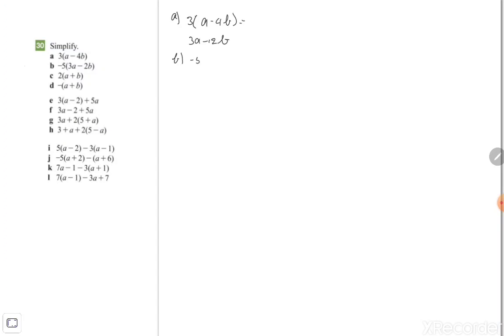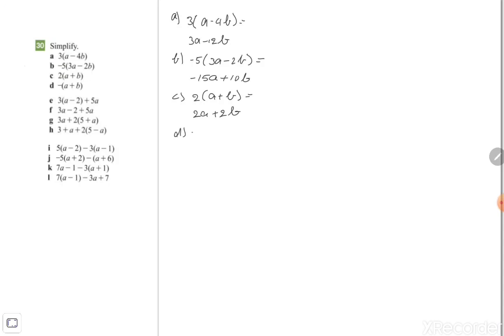Exercise B. Minus 5 multiplying with (3A minus 2B). Well, minus 5 times 3A is minus 15A, and minus 5 times minus 2B is a positive 10B. There you go. Exercise C. 2 times (A plus B). 2 times A is 2A, and 2 times B is 2B.